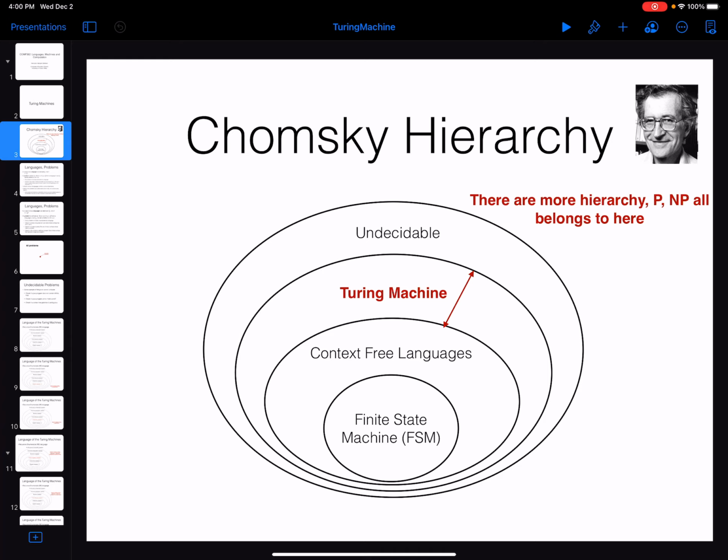Remember this diagram from the Chomsky hierarchy that we discussed at the beginning of the semester. So far we have talked about the finite state machines, which represent the regular languages. Then we talked about the context-free languages, which was the main focus of this course, over these two sets of languages. Then in this video, I'm going to briefly talk about the Turing machine as well.